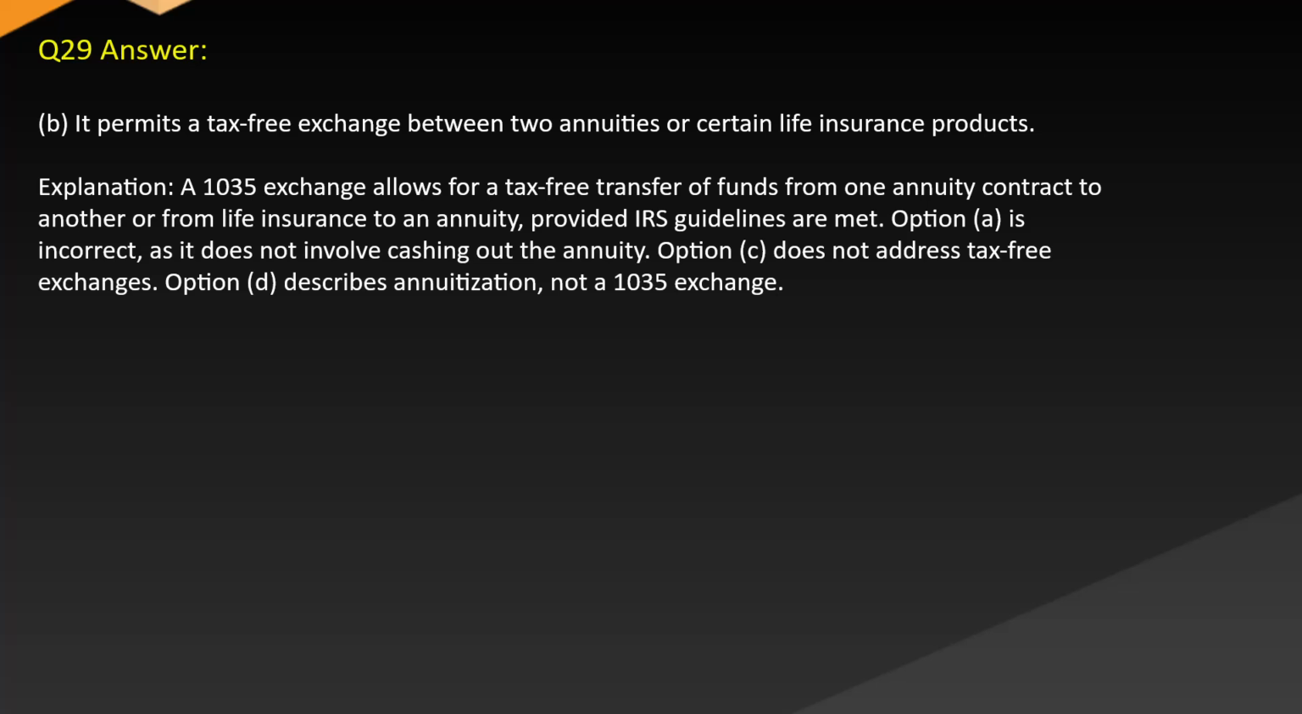Answer: B. It permits a tax-free exchange between two annuities or certain life insurance products. Explanation: a 1035 exchange allows for a tax-free transfer of funds from one annuity contract to another or from life insurance to an annuity, provided IRS guidelines are met. Option A is incorrect, as it does not involve cashing out the annuity. Option C does not address tax-free exchanges. Option D describes annuitization, not a 1035 exchange.